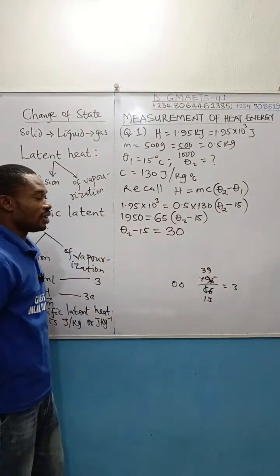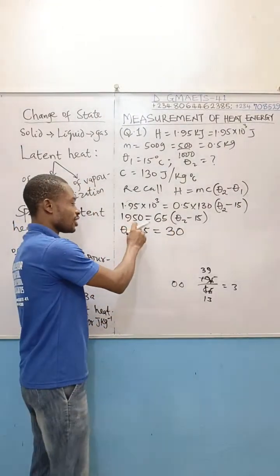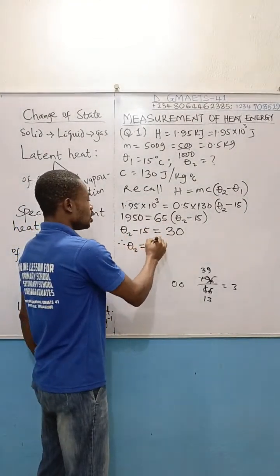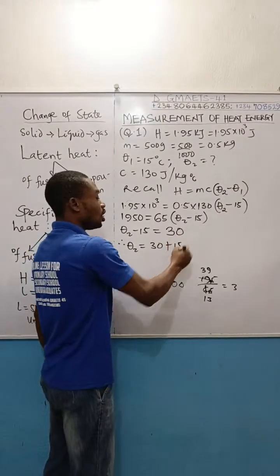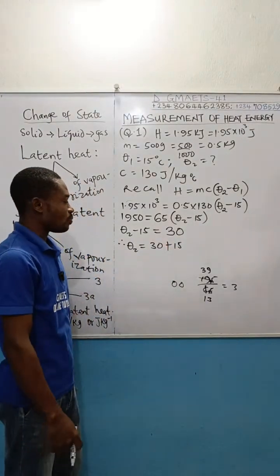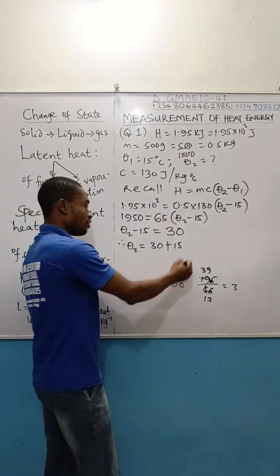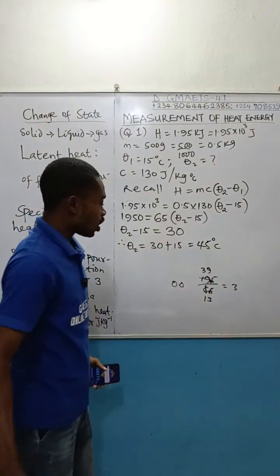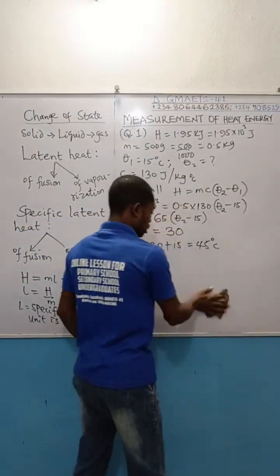So this is going to be 30 if you divide 1950 by 65. Therefore, the final temperature theta 2 is equal to 30 plus 15, which is a waste of time because you could have just done that using the network of your brain directly. 30 plus 15 is going to give you 45. So this is 45 degrees centigrade. And of course, we are done solving this question.